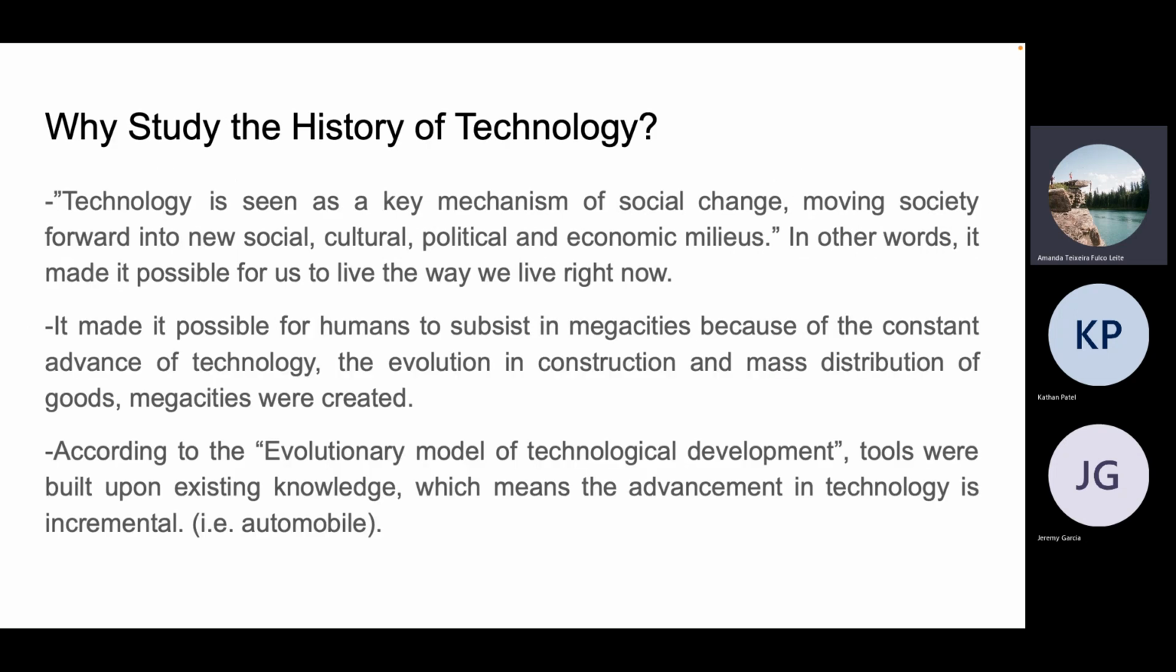So why do we study technology? Technology is seen as a key mechanism of social change, moving society forward into new social, cultural, political, and economic milieux. In other words, it made it possible for us to live the way we live in the present. It made it possible for humans to subsist in megacities because of the constant advancement in technology. The evolution, construction, and mass distribution of goods, because of that, megacities were created.